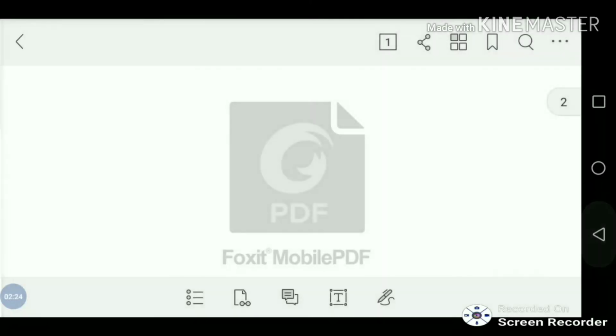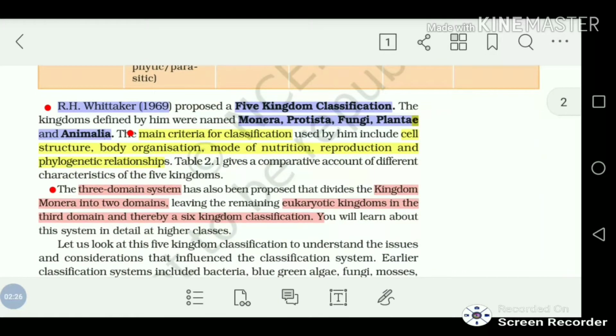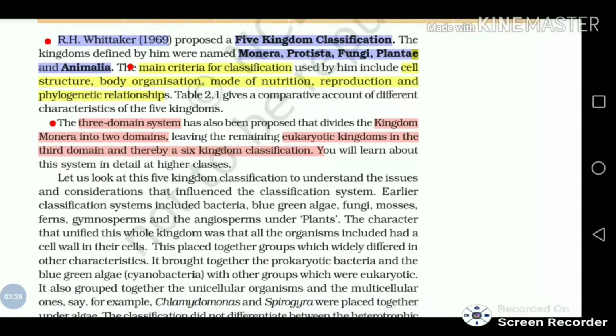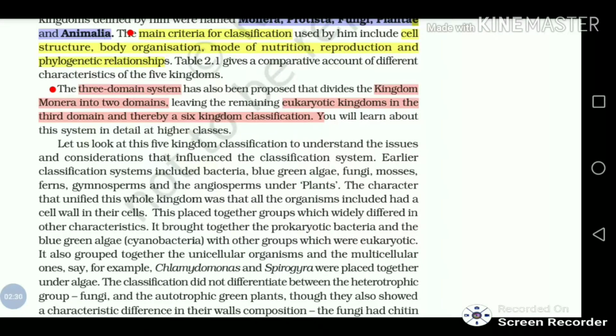Moving into the chapter again, the next point that comes is the three-domain system. That is, the kingdom Monera was classified into two domains, and all the eukaryotic kingdoms, that is Protista, Fungi, Plantae and Animalia, were grouped as the third domain. Hence it became the six kingdom classification.